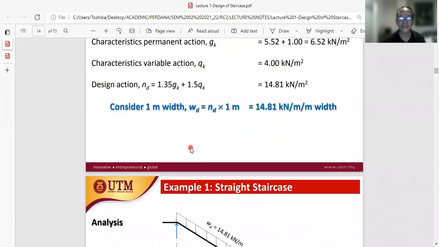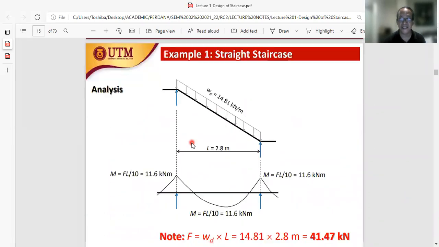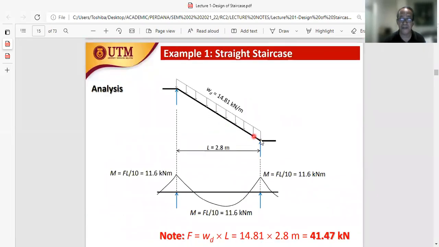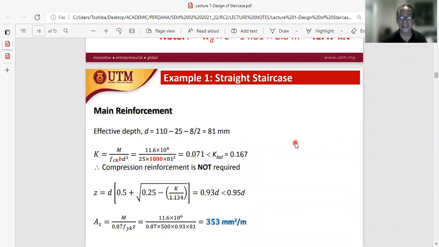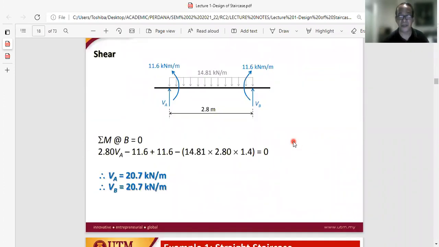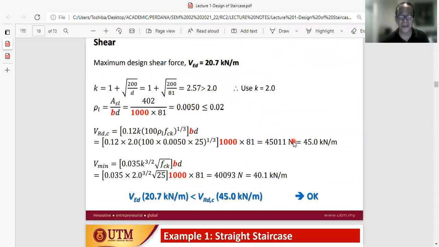Example number 1 and example number 2 are actually very similar. It is just that in example number 1 we have these 2 supports indicated at the start of the staircase and at the end of the staircase. In example number 2, the support at the lower end is now shifted to the end of the landing. So that is example number 2, and we'll be looking at it.